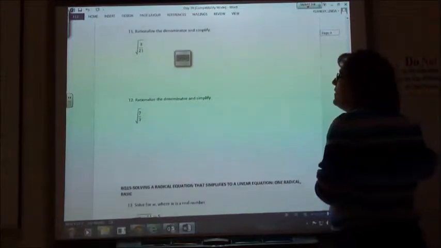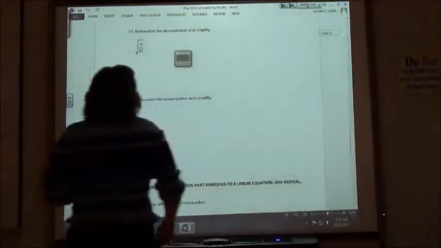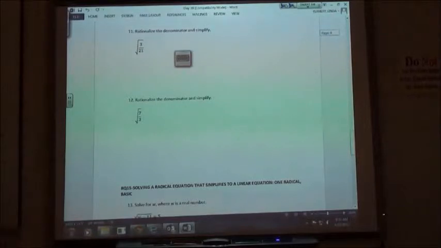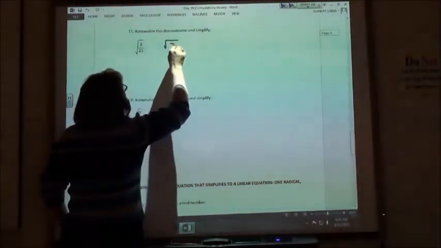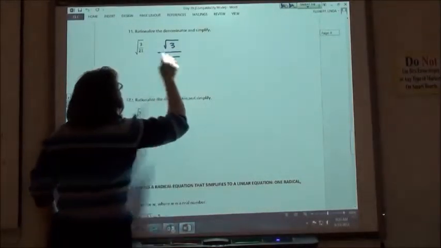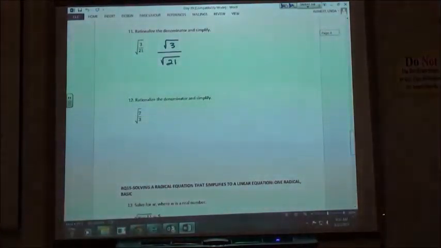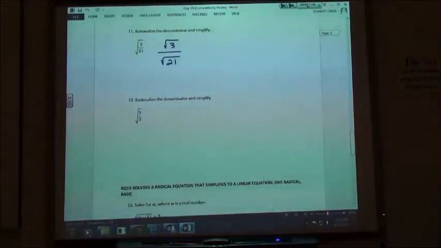Number 11. So I want to rationalize the denominator and simplify on that one. Looking at that one, what might I want to do first? Put both under a square root. I could make that the square root of 3 over the square root of 21. Then what might I want to do with that? Multiply them by 21. I could do that, but I could make my problem a little bit easier.